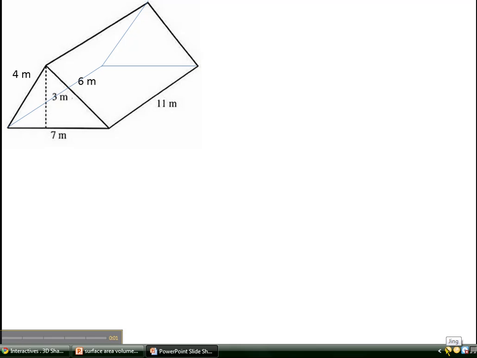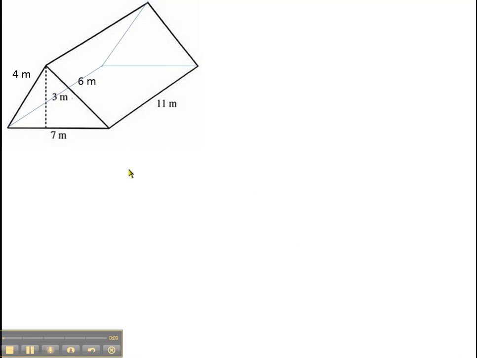Okay, now we're going to look at the surface area and volume of a triangular prism. Again, I'm going to start with the piece-by-piece method. So if we look at the net, what we have here is a triangle up front, a triangle in the back, and three rectangles going around the side.